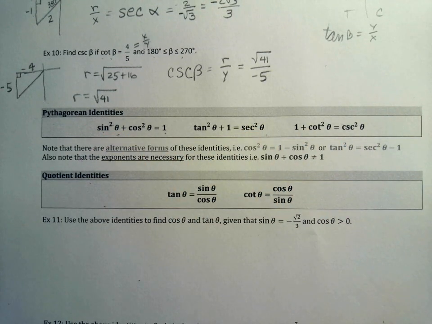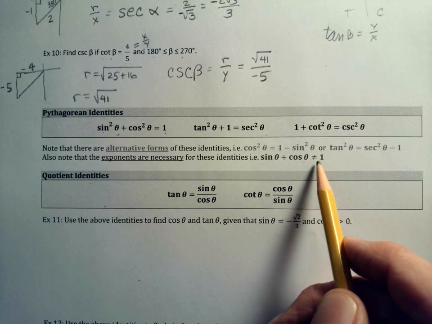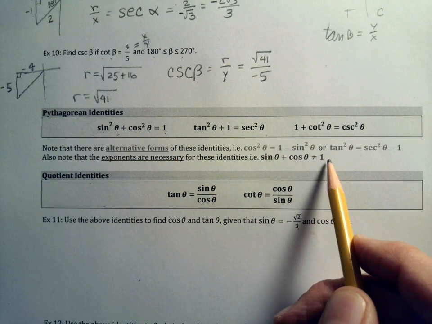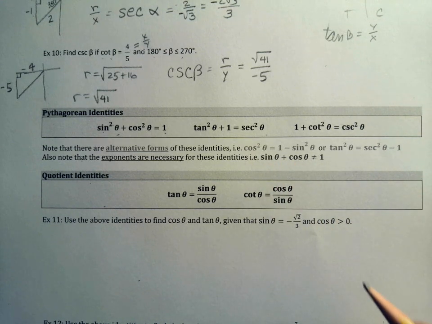Okay. And also remember that the squares are really important. Sine theta plus cosine theta is not equal to 1. So you have to have the squares in there for this to work. It doesn't work without them.